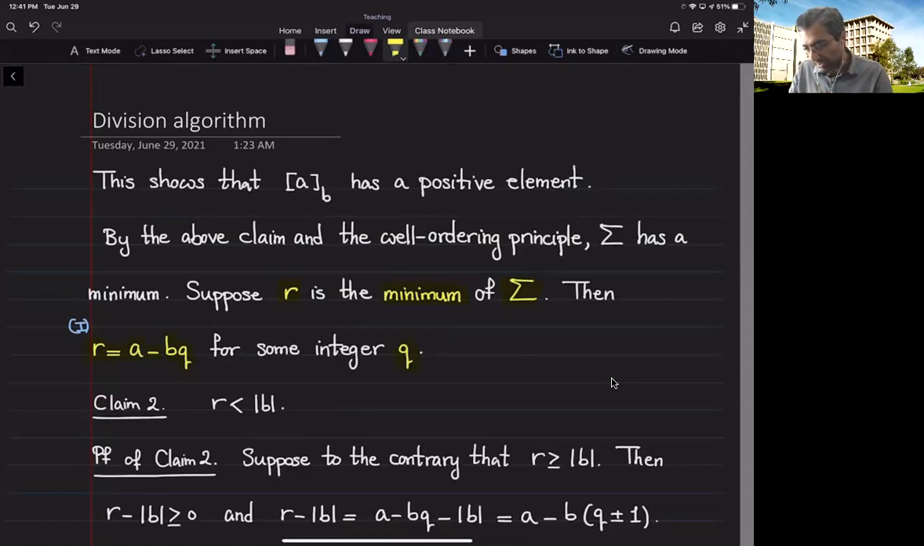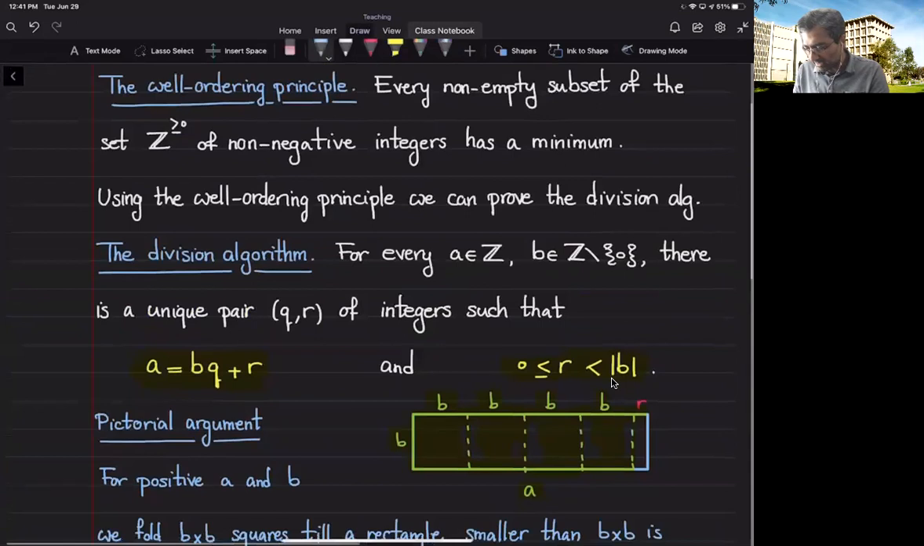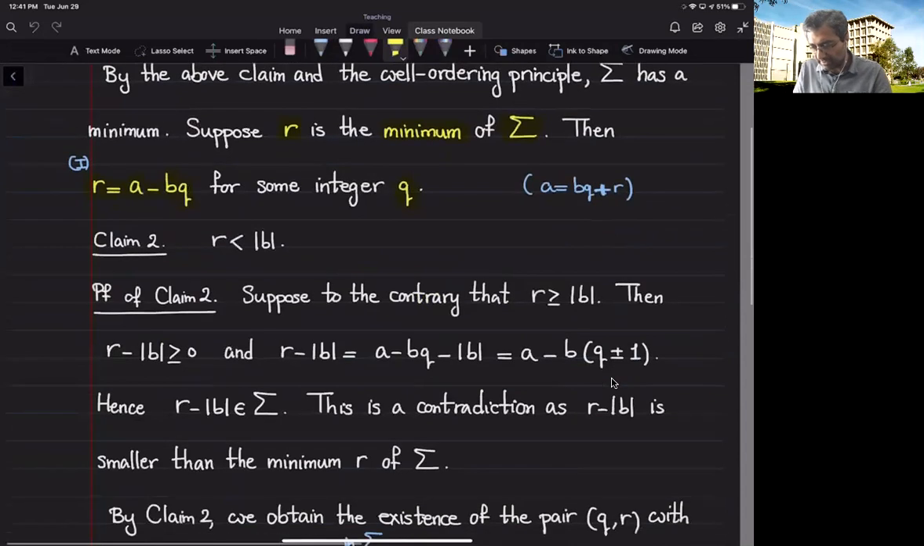Notice that I can rewrite this and say that a is bq plus r. That's why I wrote it like this, because now this is exactly what we wanted. This is exactly what we needed over here. Now I want to make sure that the other condition also holds. r indeed is a remainder. This is what we want to show, and that's the second claim, that r is strictly less than absolute value of b.